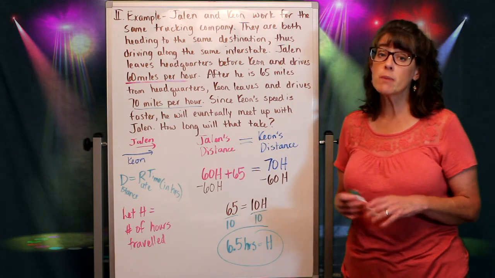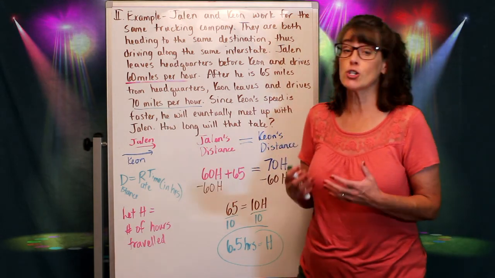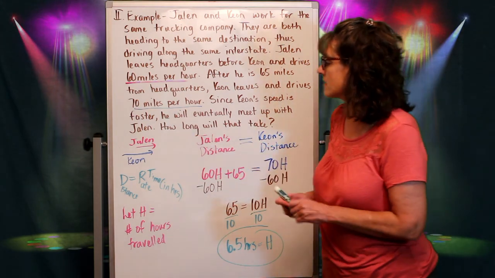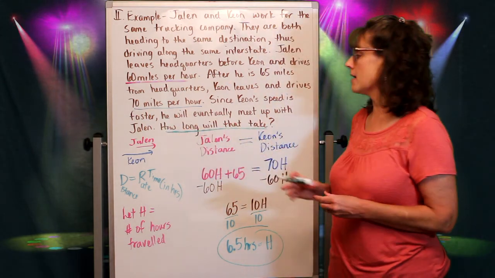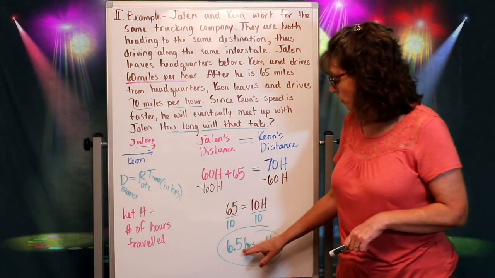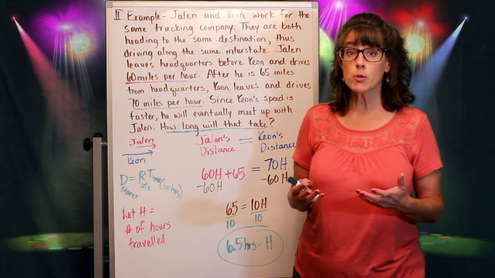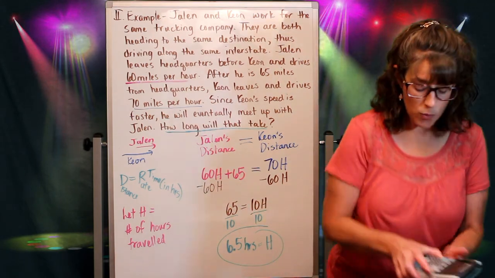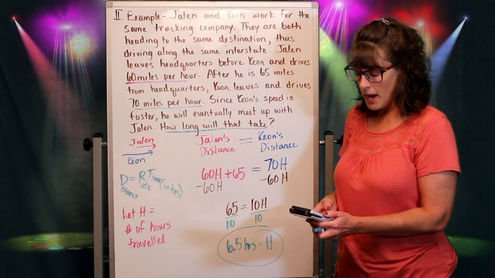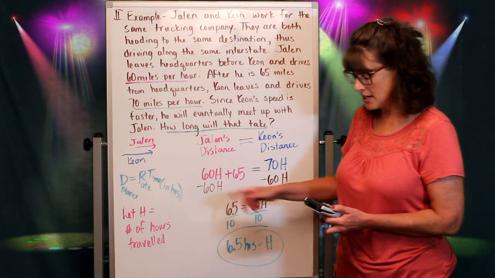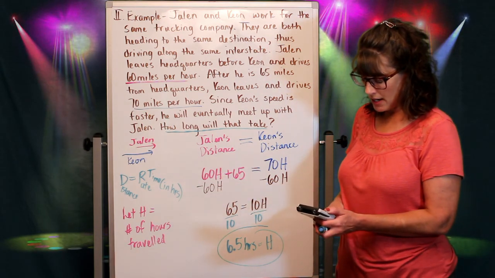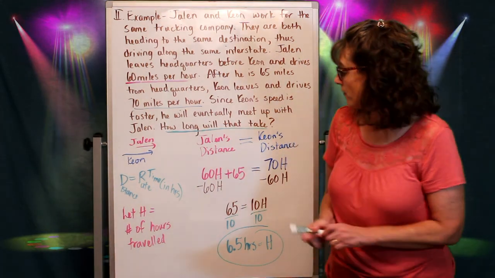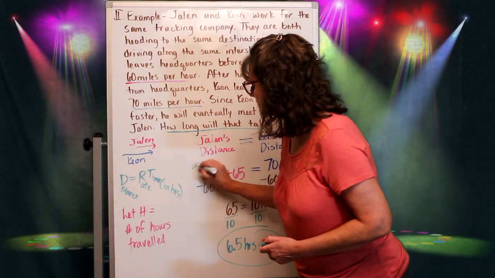Now, we always need to check and make sure, did we really answer what we were supposed to answer? I should have done that in the previous example, and I failed to do that, and I apologize. The question asks, how long will it take for the two to meet up? It will take 6.5 hours. We can double check that. If we take 6.5 and multiply it to 60, well, 6.5 times 60 is 390, and then 390 plus 65 is going to give us 455 over here.